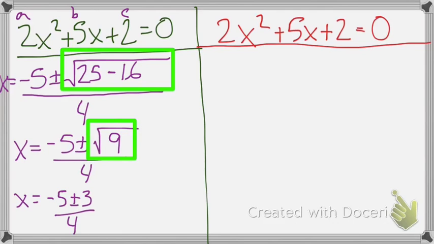And now we almost have our final answers. Okay, we just have to do negative 5 plus 3 and then divide it by 4. Then we have to do negative 5 minus 3 and divide that by 4. All right, so we got negative 5 plus 3 over 4. And then we have negative 5 minus 3 over 4. All right, so if we do negative 5 plus 3, that's negative 2, divided by 4 would be negative 1/2 or negative 0.5.